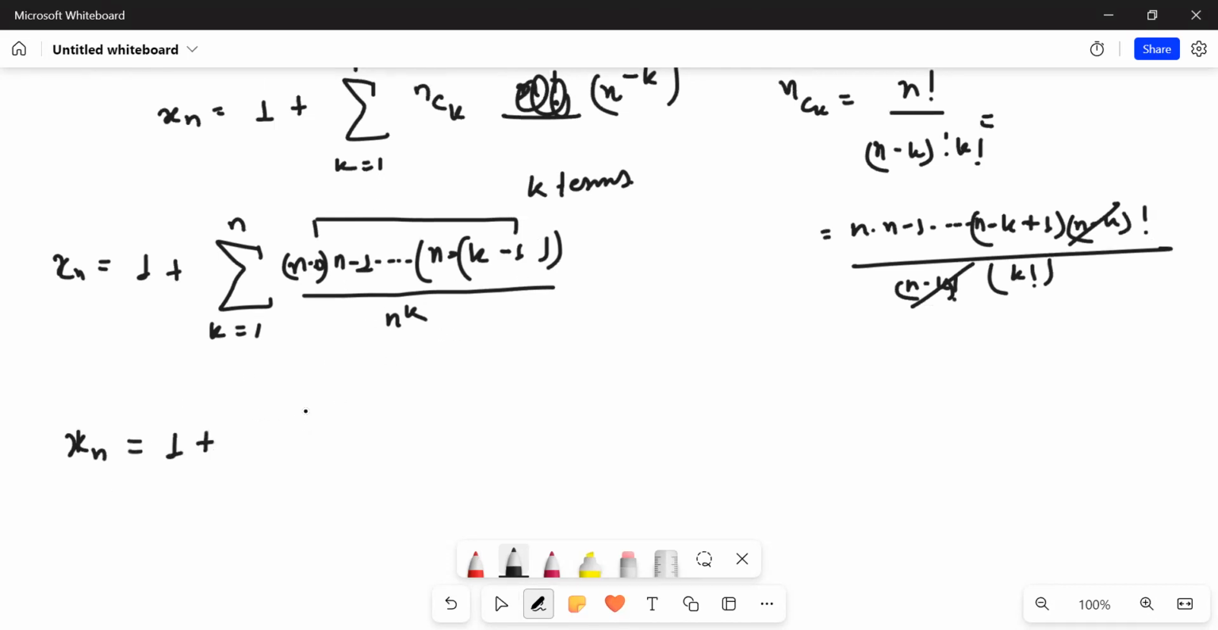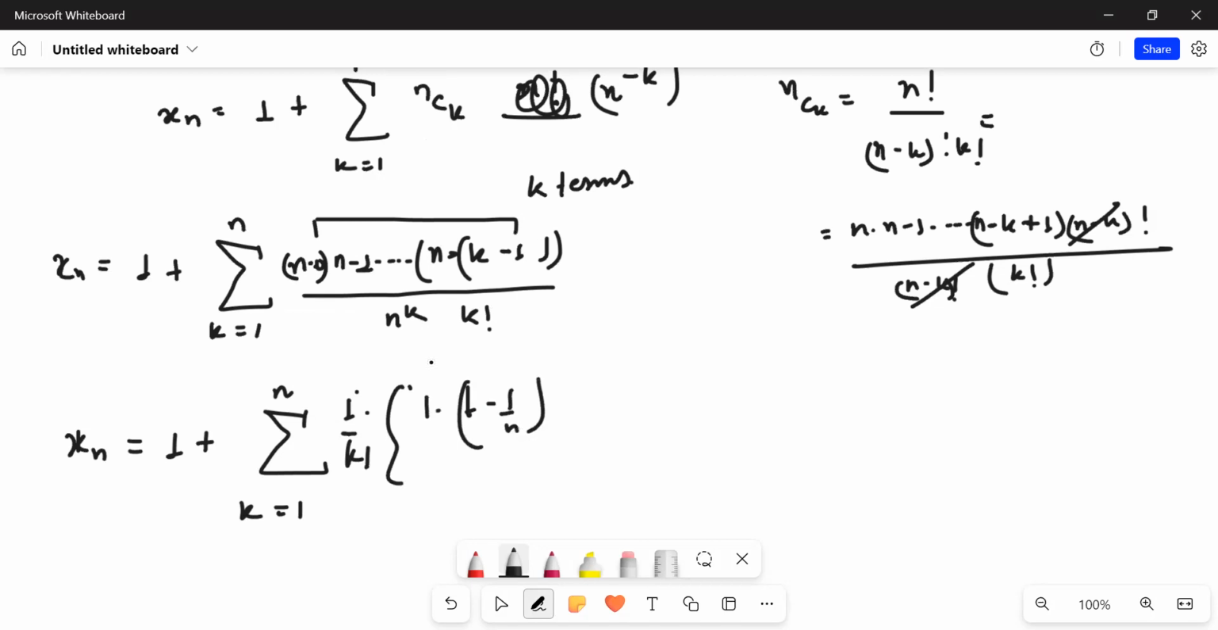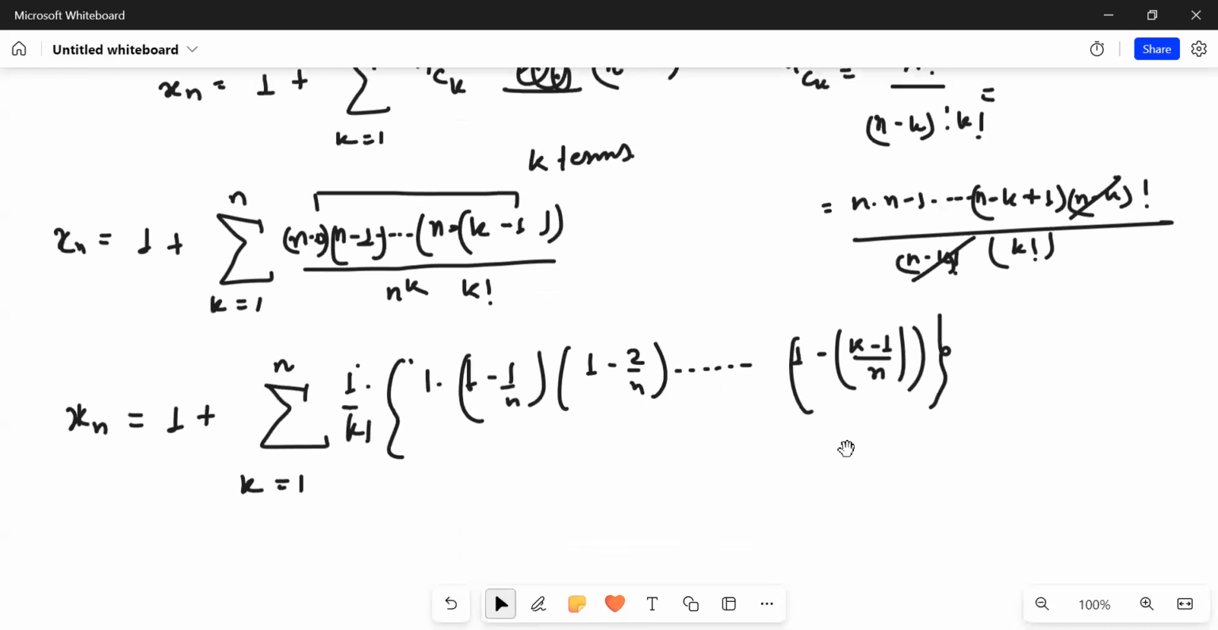So xn would be equal to 1 plus summation k equals 1 to n, and you will get simply 1 here, and then, I forgot, k factorial would also be here. So 1 upon k factorial will be there, and then you will have 1 times 1 minus 1 upon n, then 1 minus 2 upon n, up to 1 minus k minus 1 upon n. I don't think there is an issue till now. So clearly this is your xn.